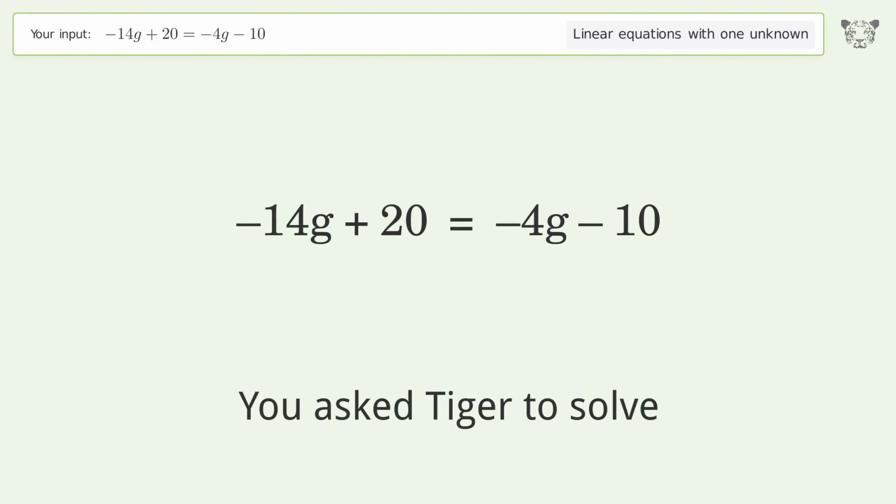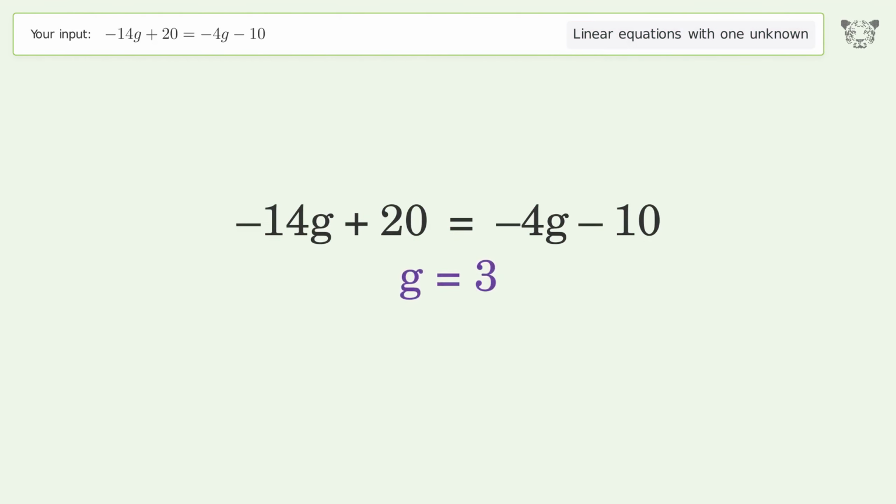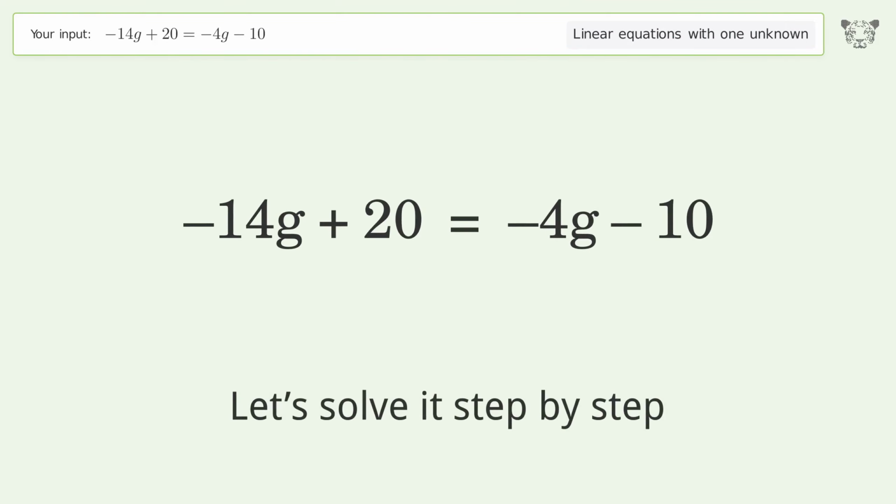You ask Tiger to solve. This deals with linear equations with one unknown. The final result is g equals 3. Let's solve it step by step.